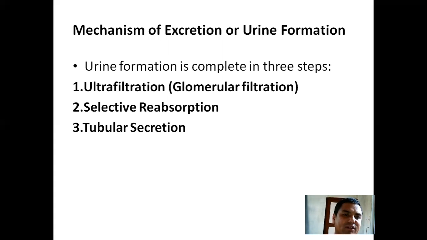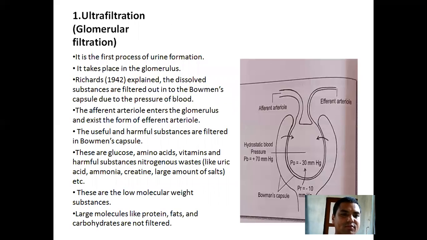Now let's know about the mechanism of excretion, or urine formation. Urine formation is completed in 3 steps. They are ultrafiltration or glomerular filtration, selective reabsorption, and tubular secretion. Ultrafiltration is the first process of urine formation. It takes place in the glomerulus, so it is called glomerular filtration.